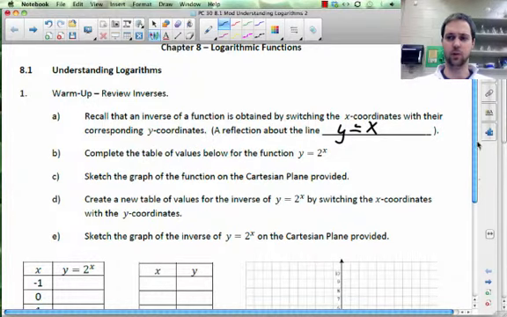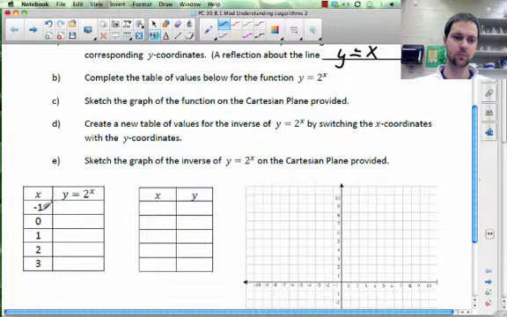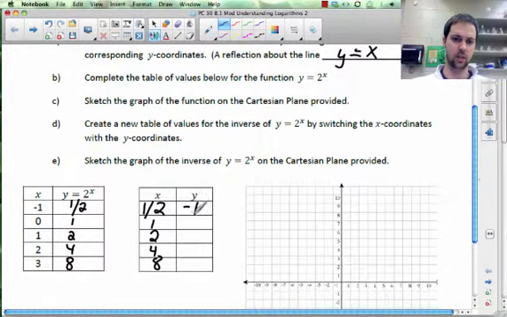Complete the table of values below for the function y equals 2 to the power of x. So 2 to the minus 1 is 1/2, 2 to the 0 is 1, 2 to the 1 is 2. Notice we're just multiplying the previous number by 2 every time to obtain the next. Now if we swap these, take all our y values, plug them into the x column, get 1/2, 1, 2, 4, 8. We're going to use these to plot later.